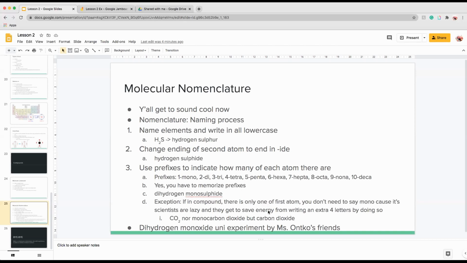You assume there's one. So if you guys remember, most of you probably know carbon dioxide. We don't give it the prefix of mono. We don't call it monocarbon dioxide, but just carbon dioxide. Now you know why CO2 is called carbon dioxide. That's pretty cool. I mean, I thought it was cool when I learned that.